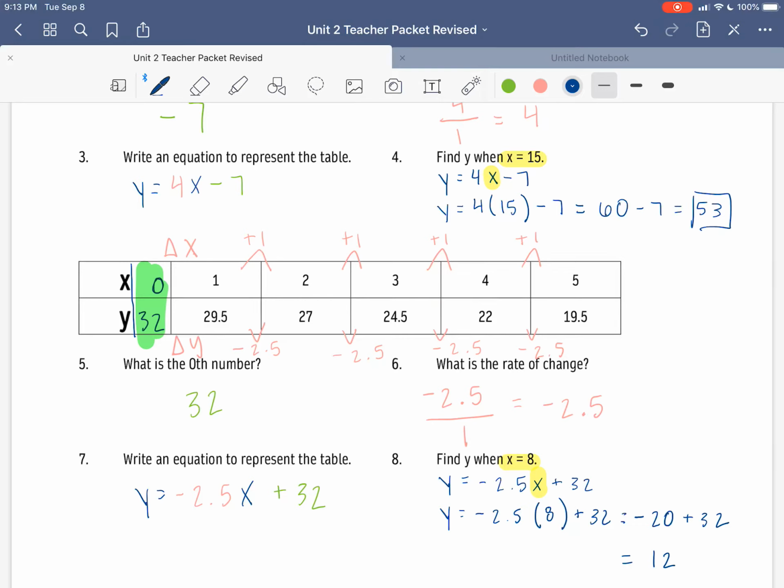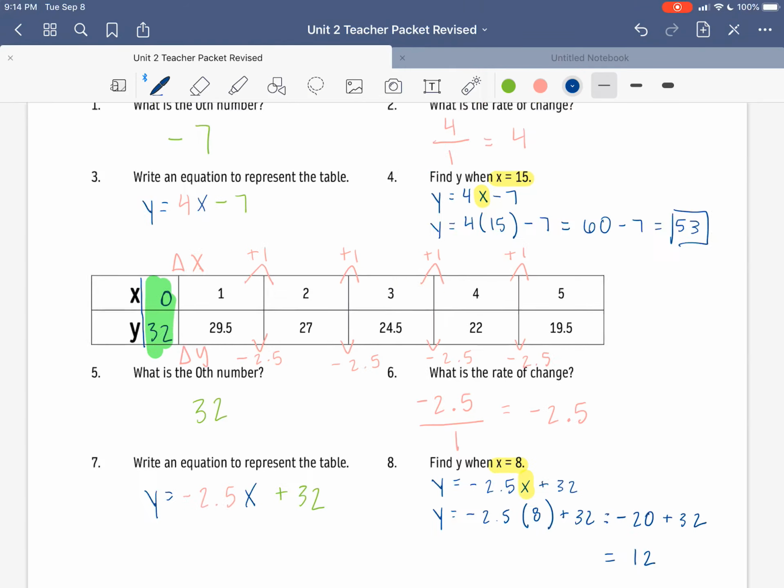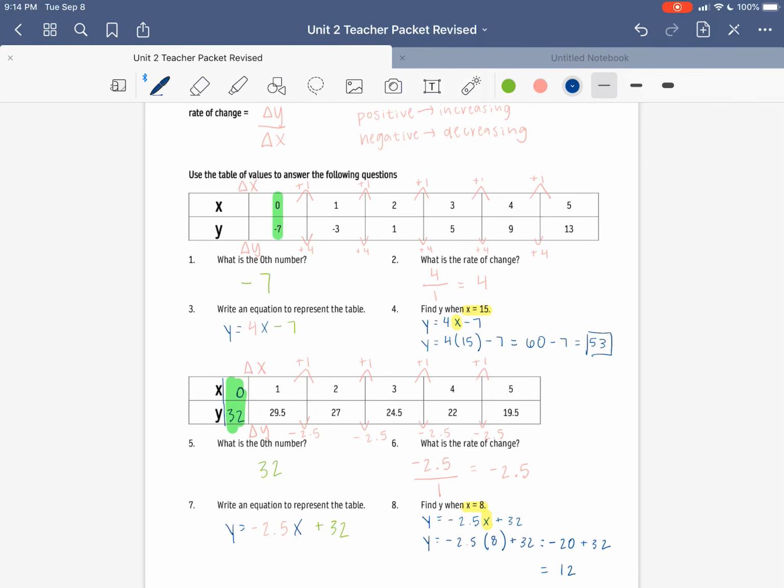So this is how we can use tables to write linear equations, just like the previous lesson we were using graphs. One thing worth mentioning is that, again, sometimes your x values won't always just increase by 1. These two examples did, but we will look at some that don't just increase by 1, where you do have to pay a little bit more attention. Your rate of change may not just be the same as the way you're changing in y.